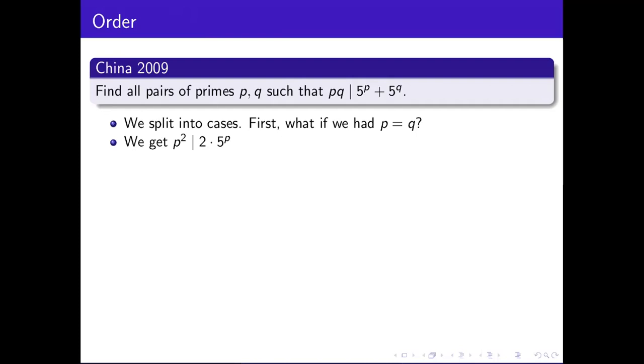So if we have P squared divides 2 times 5 to the P, well, then we see that 2 times 5 to the P only has 2 prime divisors, right? It only has divisors of 2 and 5.